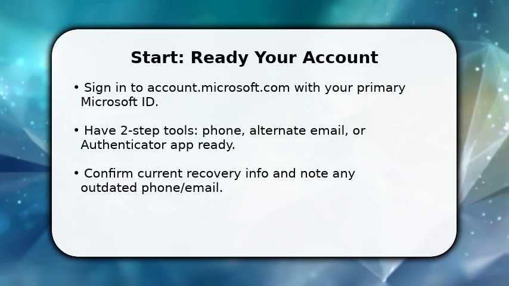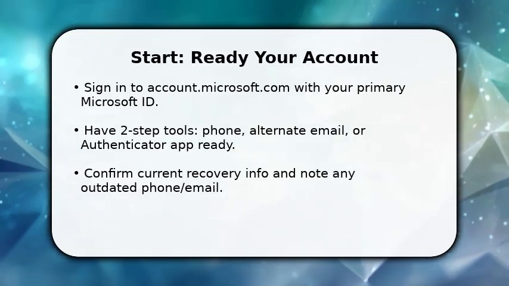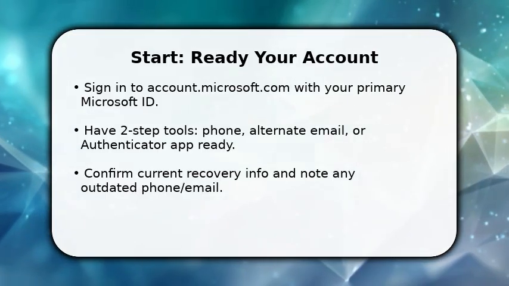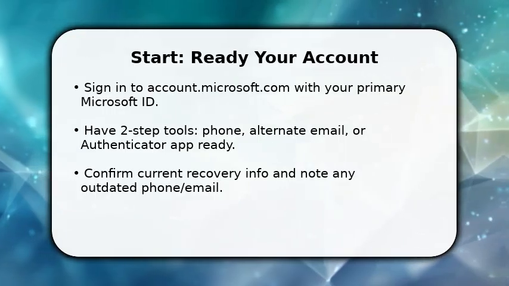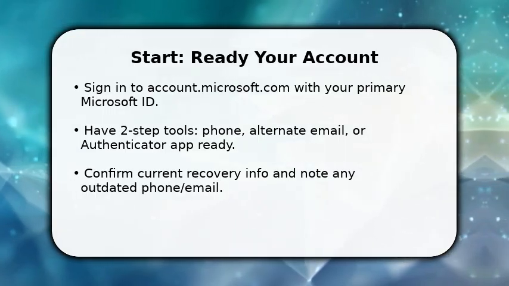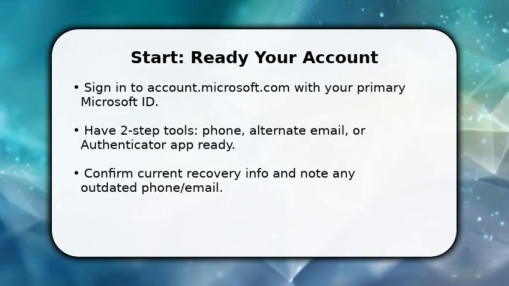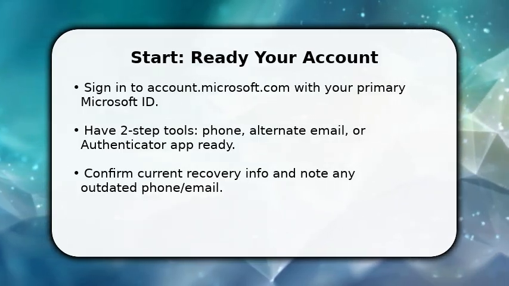You'll begin by signing into your Microsoft account, because you must access security settings to change verification. Once signed in, go to Security, Advanced Security Options. This is where you manage how Microsoft verifies you.